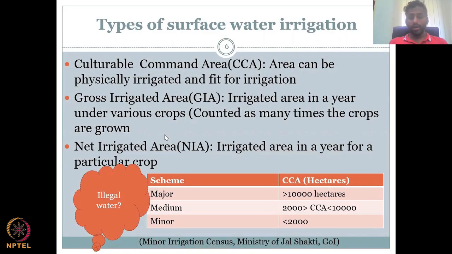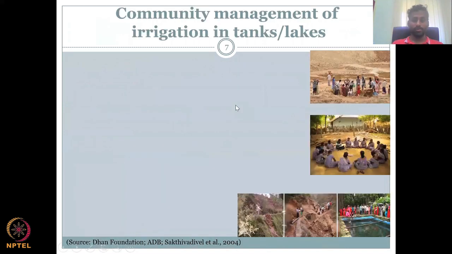We will come back and look at the illegal water use after we discuss the communities and how water can be saved. So as you know, these schemes have been there for a long time. Some were started before the British period, for example, the Kallanai in Tamil Nadu. It was built by the kings before the British. And then many were built during the British period. And then we have post-independence water structures.